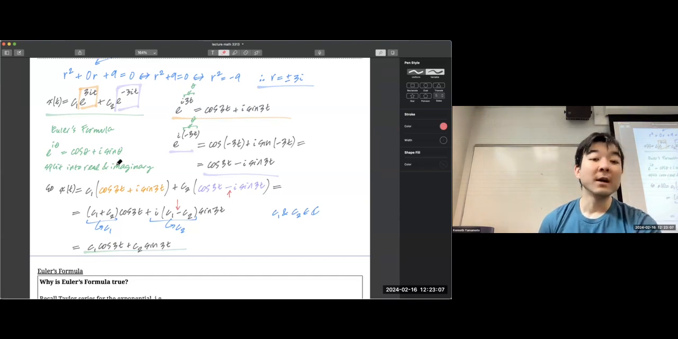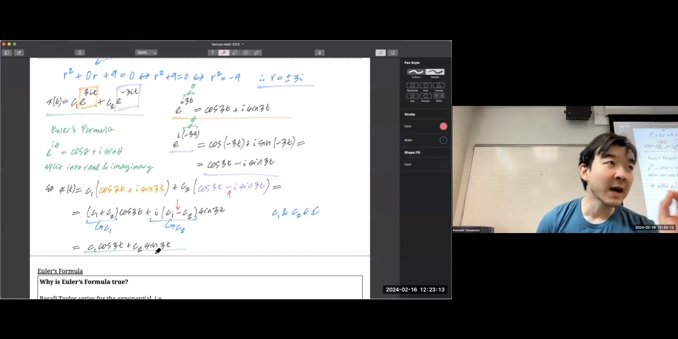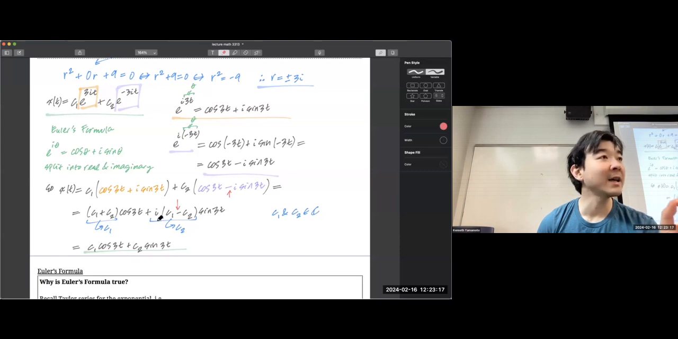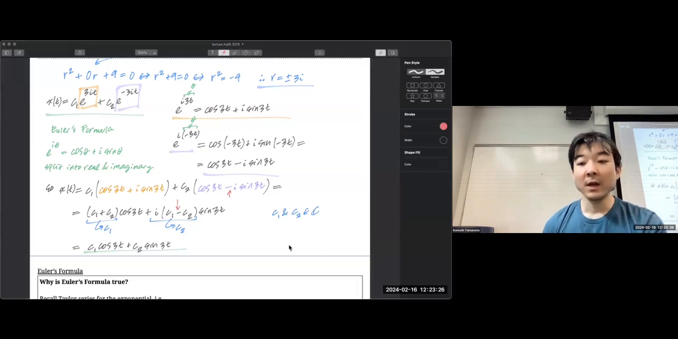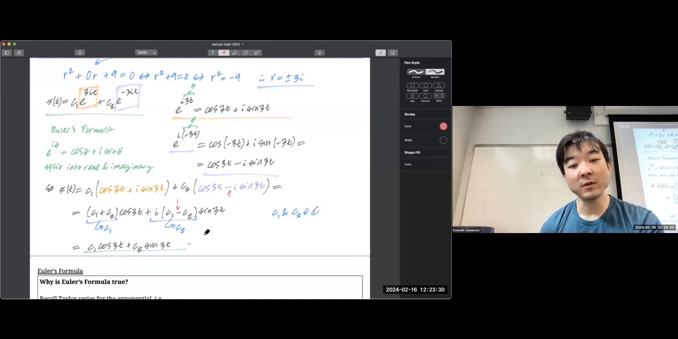And you know, this looks like it's real now because there are no more i's here. I mean, in reality, the i is hidden in the C2. So the C2 did have an i in it, but now we have our hands on a general real solution. What's the general real solution? We can basically use this with C1 and C2 real.